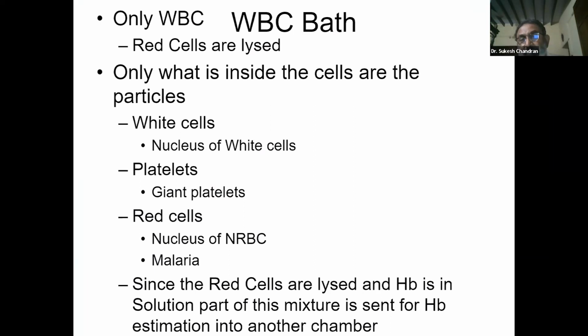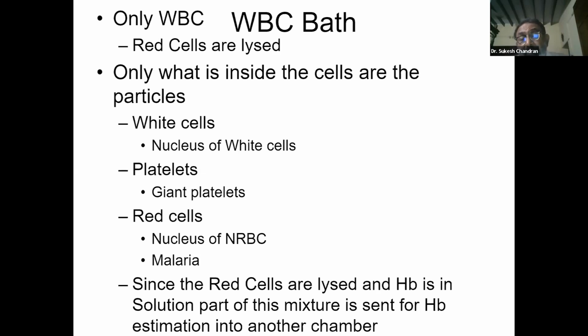In the case of WBCs, it is the nucleus of the lymphocyte, nucleus of neutrophils, nucleus of monocyte, but not the cell as such. The platelets somehow resist lysis because they remain as platelets. So there's a small chance that a few giant platelets can affect the white cell count.